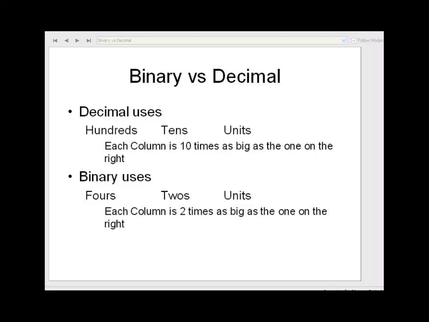So we have these two numbering systems, which we're going to talk about a lot today. We have the decimal system, which uses hundreds, tens, and units. And each column is worth 10 times as much as the previous column. And we have the binary system, which uses base 2, and that goes up fours, twos, and units. Each column is 2 times as big as the previous one.